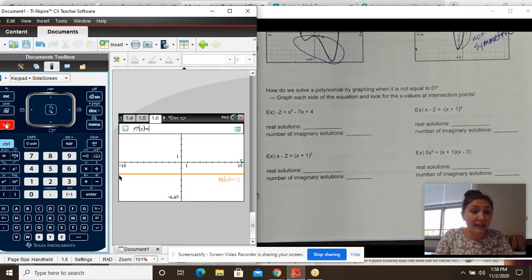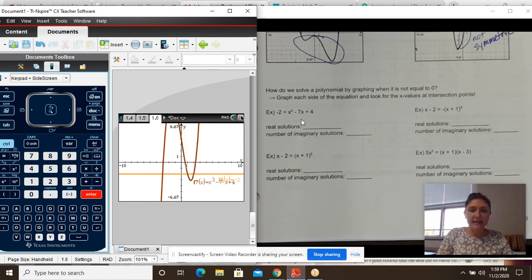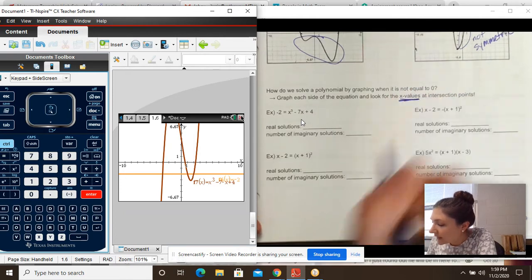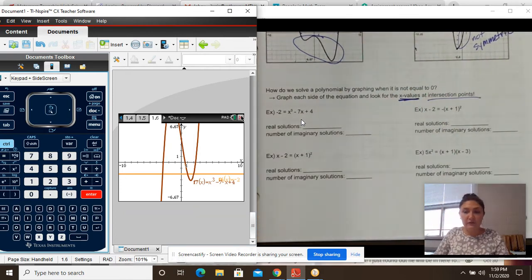Then I'm going to hit the tab key to bring up that function line again. And then I'm going to graph the right side of this. So that would be x cubed minus 7x plus 4. And hit enter to graph that side. And then what I'm going to look for are the x values at my intersection points for those two graphs. Okay, just the x values. I don't want the entire ordered pair, just the x values.